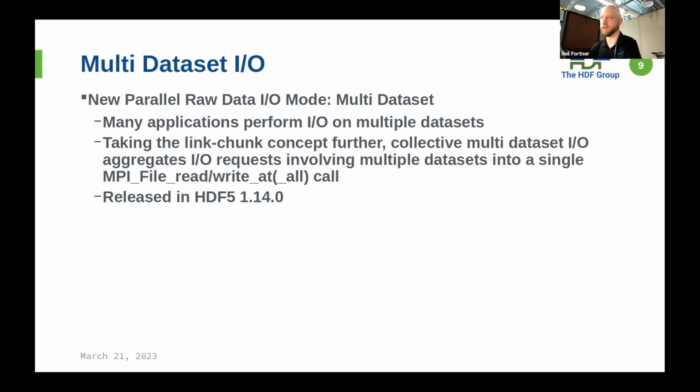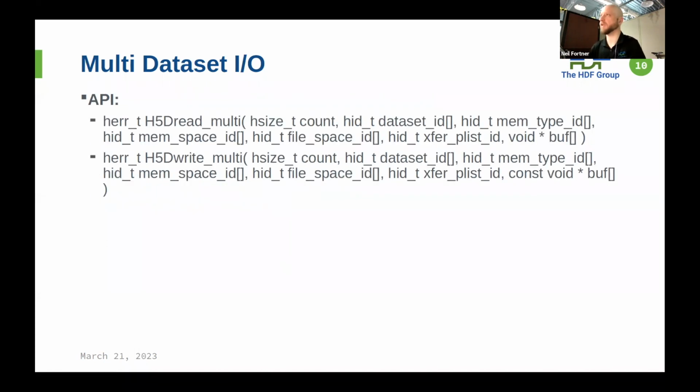And this was released in HDF5 1.14. This is the API here. We have H5Dread_multi and H5Dwrite_multi. If you're familiar with the HDF5 API, these probably look familiar. They're basically the same as H5Dread and H5Dwrite, except we have this count parameter at the start here.